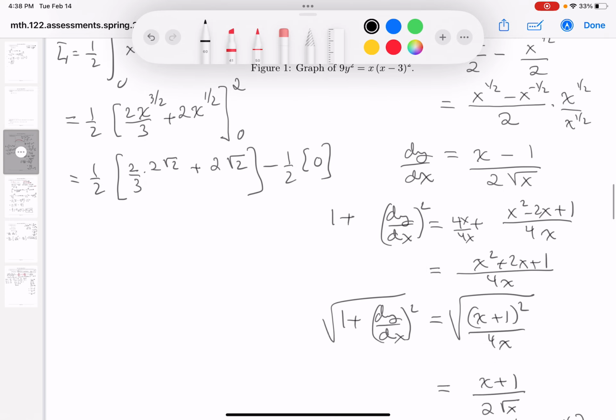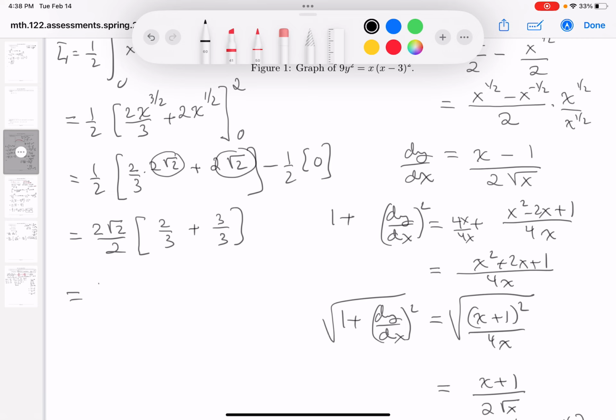All right, let's keep going. And I'm going to factor out 2 root 2 from the top. So you get 2 root 2 over 2. I just factored these out from the top. What are you left off with? 2/3 plus 1, which is 3/3.